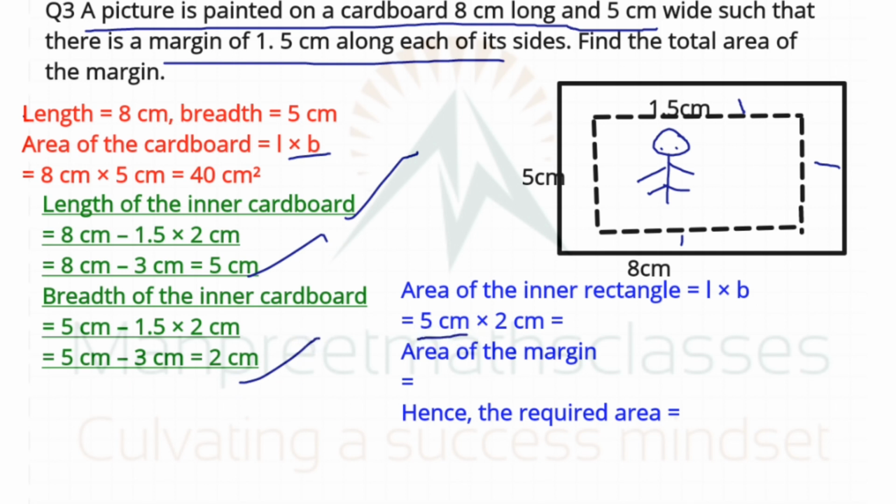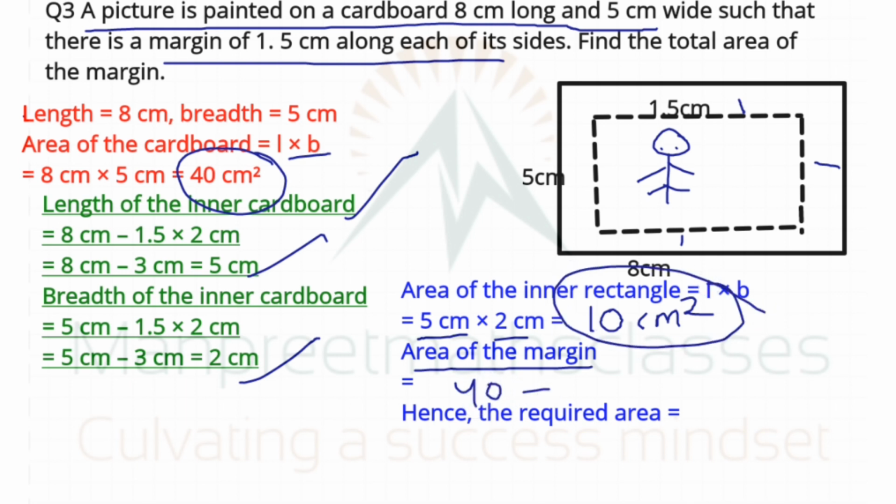We'll put the values. 5 centimeter into 2 centimeter gives you 5 2s are 10 centimeter square. Now area of margin. Area of margin means area of cardboard, that is 40 centimeter square, minus area of inner rectangle, that is 10. So 40 minus 10 gives you 30 centimeter square, and this is the required area, that is the total area of the margin.